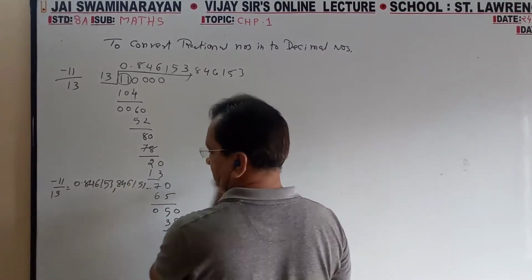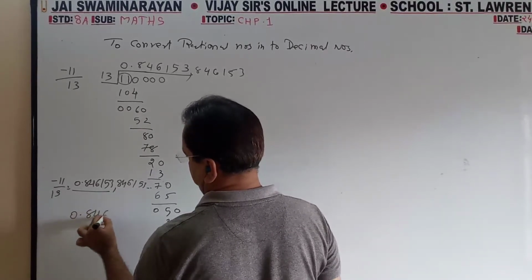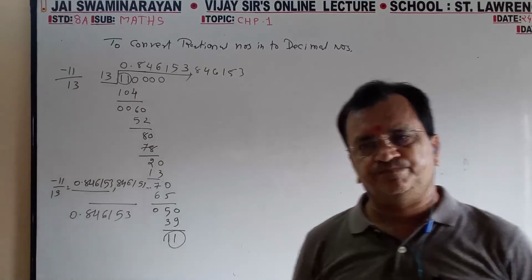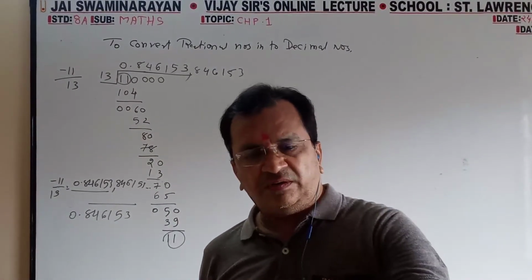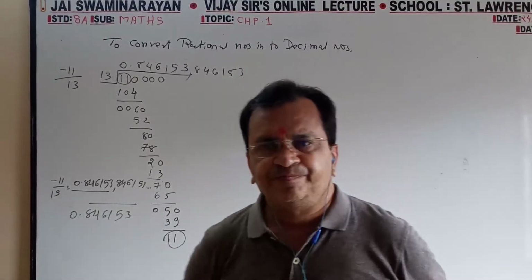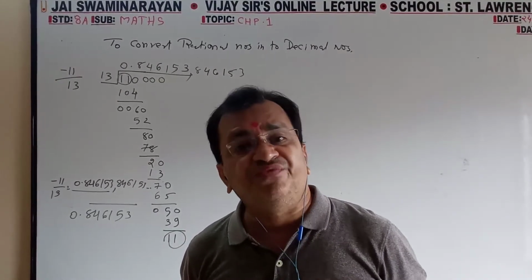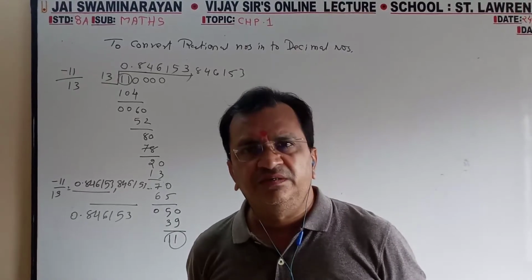846153 is incomplete, so this is the answer: 0.846153 repeating. In the exam, they'll ask questions to convert this fraction number, meaning rational number, into a decimal number.